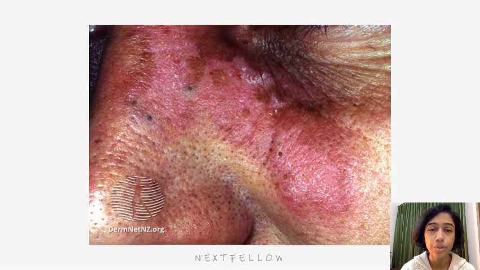This is another photo just to show you how DLE looks. This is on the nose and on the cheeks of the patient. So there is some atrophy. This is a healed lesion, so there is some remnant erythema, probably telangiectasia if you look up close, as well as atrophy. You could see some depigmentation also.